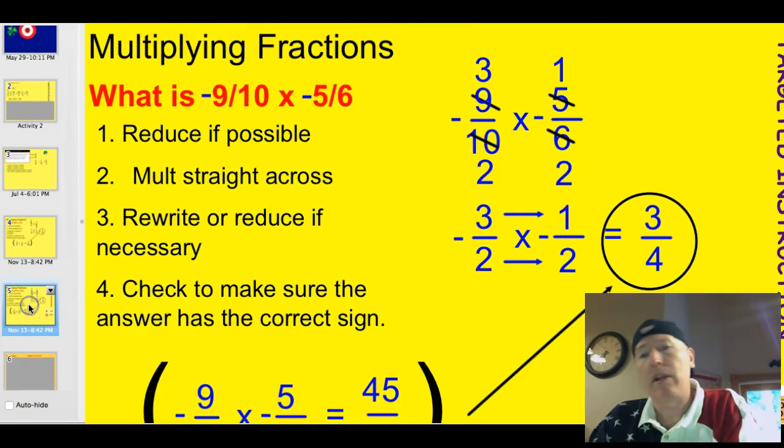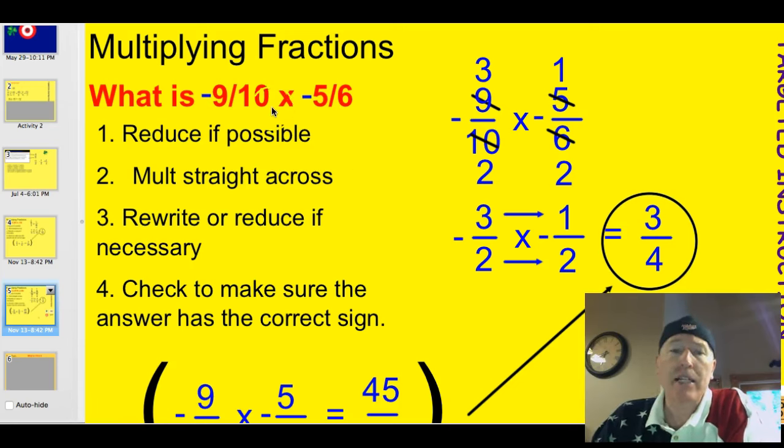I'll do one more and then I'll cut you loose and have you do a couple of pause problems. So we have negative 9/10 times a negative 5/6. All right, well, I set it up negative 9/10 times a negative 5/6. And you can see that I've already crossed out some things here.